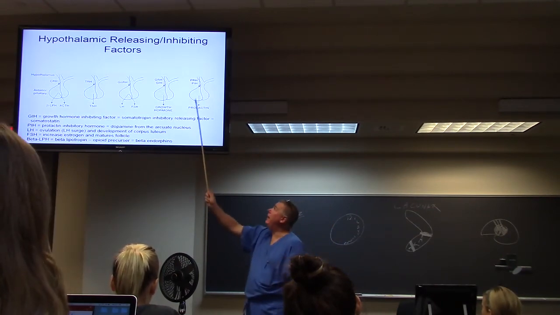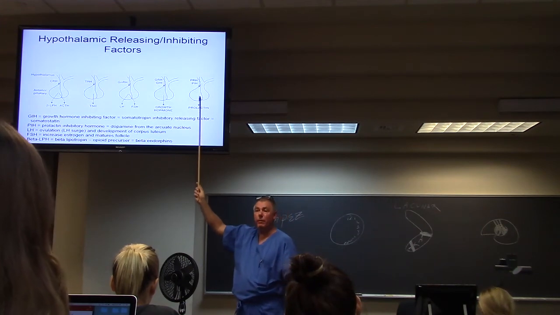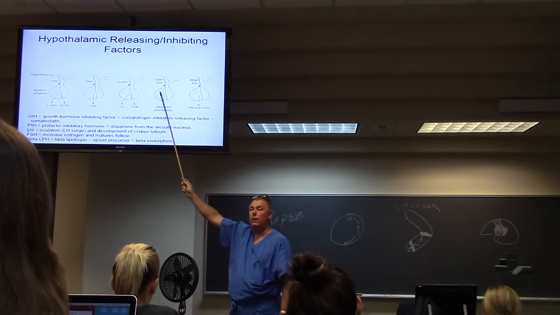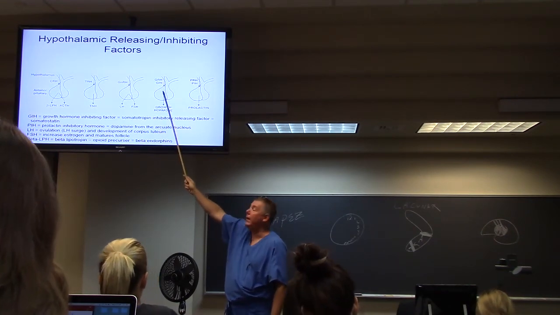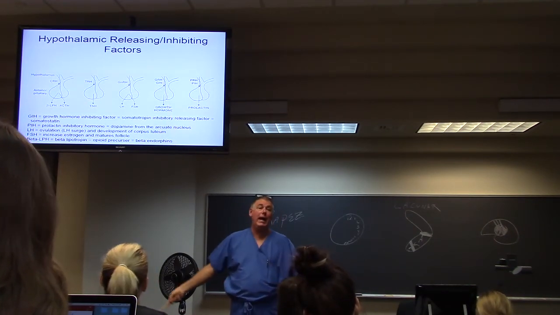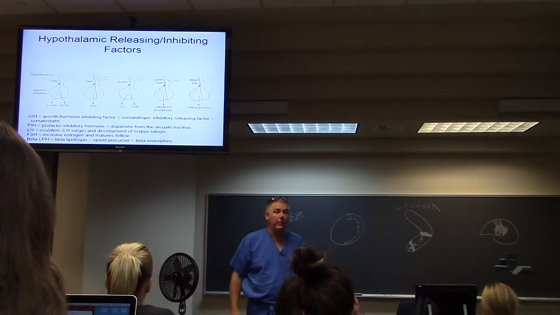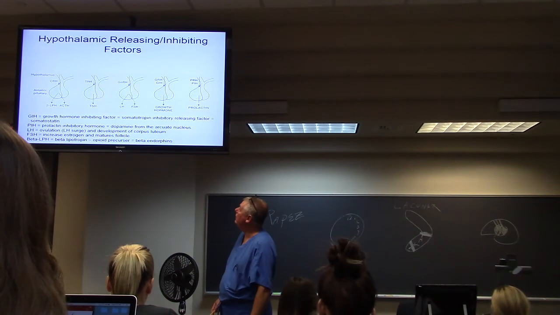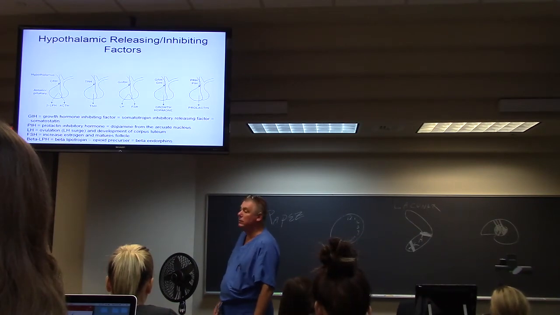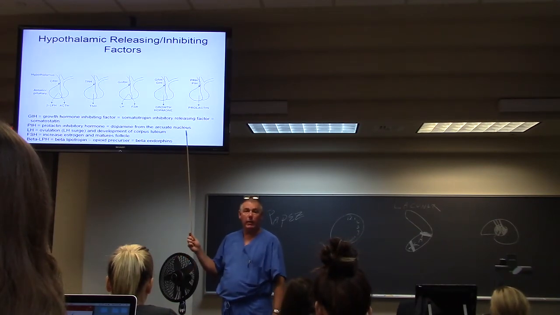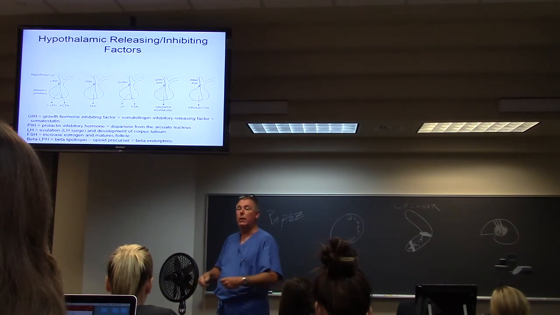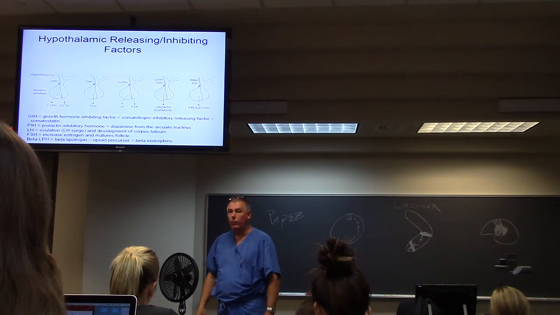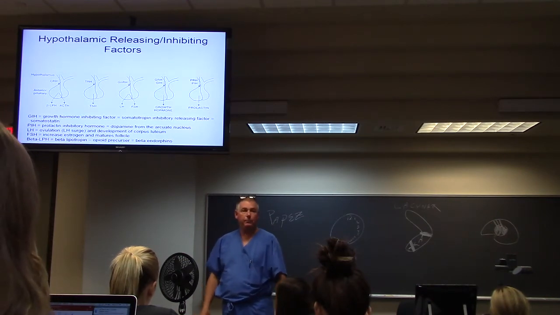So there's a releasing and inhibitory factor here. And growth hormone is the same thing. The growth inhibitory hormone is somatostatin. It's a neuropeptide. Somatotropin is the releasing hormone that causes growth hormone to be released from the pituitary.